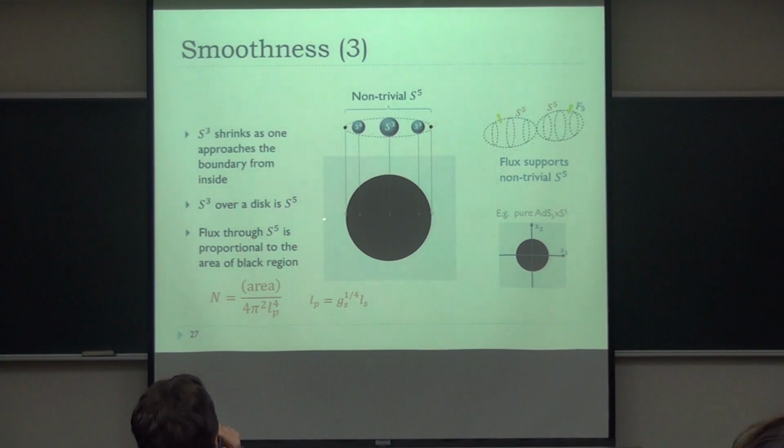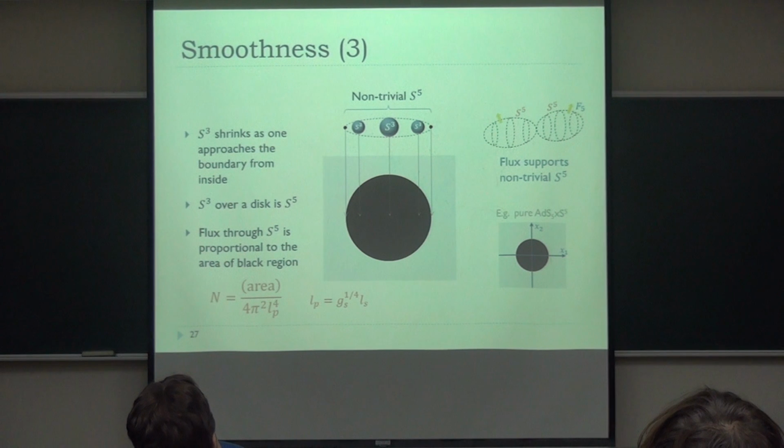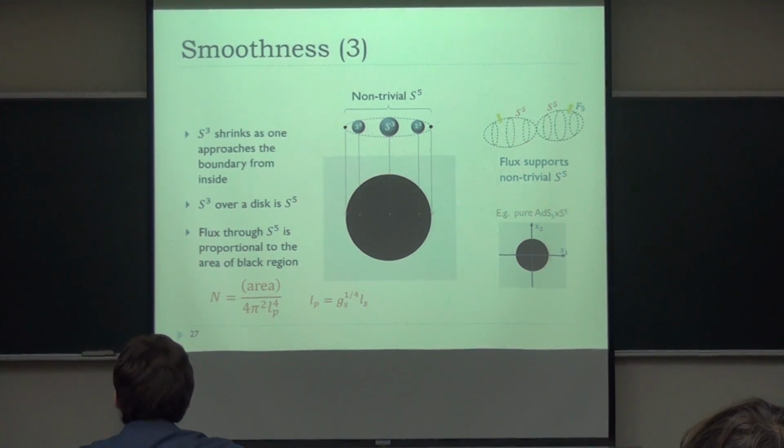So the picture is like this. S3 shrinks as one approaches the boundary from inside. If you have a disk like this, then at each point inside you have some finite S3, but as you approach the boundary of this droplet, you get a shrinking S3. So you have S3 over this disk D2, and that gives you S5. If you have many droplets, what you have are some non-trivial five-cycles, and you have some fluxes threading through those, and they're supporting the S5.